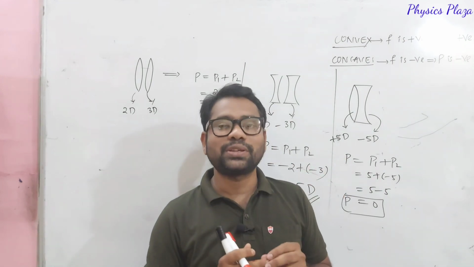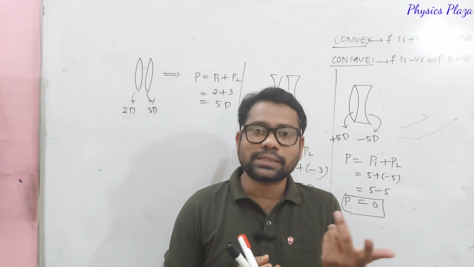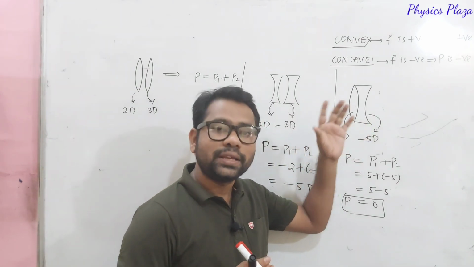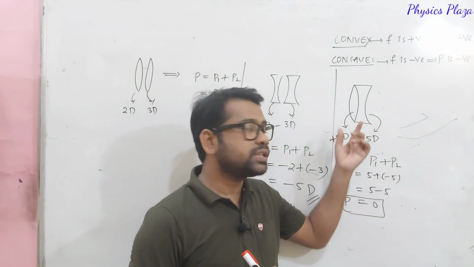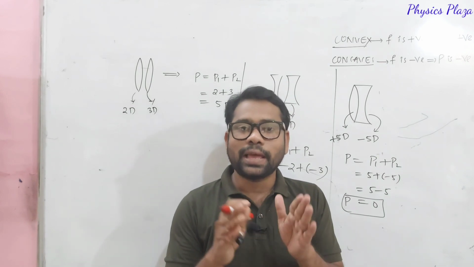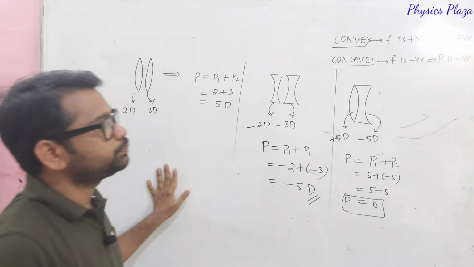Just recall the glass slab, dear children. What is the deviation produced by the glass slab? 0. The net deviation by the glass slab is 0. Similarly, the power of this combination is 0, which means this combination is not going to deviate the light ray. It is just going to act like a glass slab only. Okay, children? Fine. So this is the concept of power.